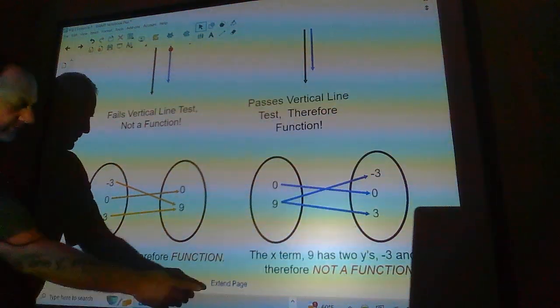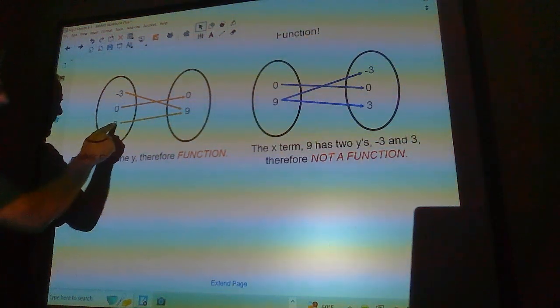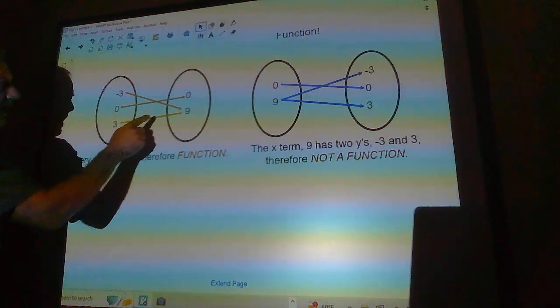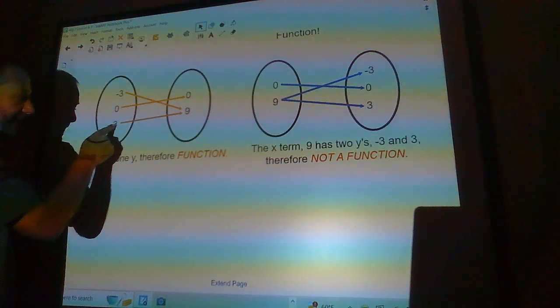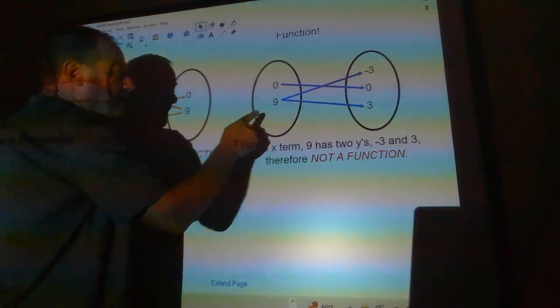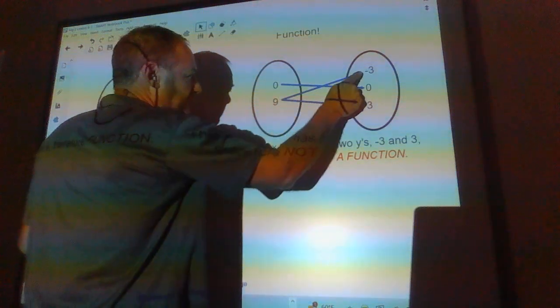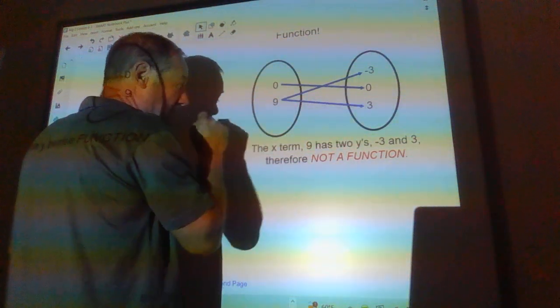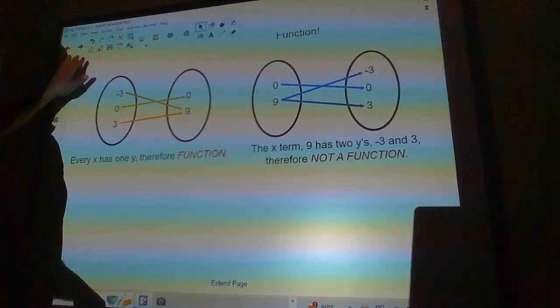Okay, so we can also do that here. Here every x has exactly one y. Now it's okay to do this where they both go to the same y, but every x has exactly one y. So this is a function. This one, the 0 is okay, it goes to 0, but 9 goes to plus or minus 3. So since it has two y's, it's not a function.